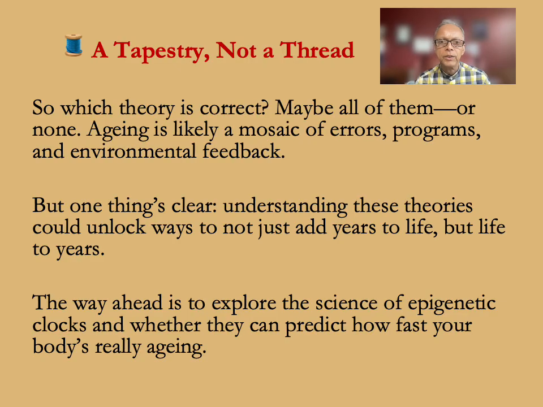A tapestry, not a thread. So which theory is correct? Maybe all of them or none. Aging is like a mosaic of errors, programs, and environmental feedback. But one thing is clear. Understanding these theories could unlock ways not just to add years to life, but life to years. The way ahead is to explore the science of epigenetic clocks and whether they can predict how fast your body is really aging.